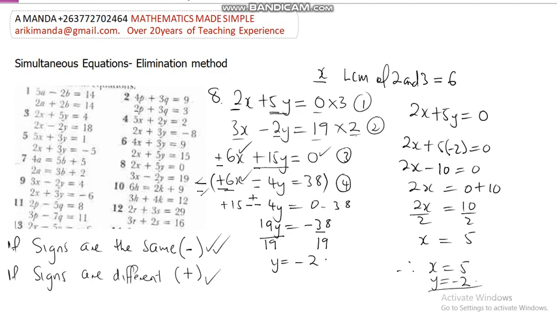So take note, the basic rules of elimination are the coefficients are supposed to be the same. When you make sure that they are the same, the second part is take note of the signs. If the signs are different, we add. If the signs are the same, we subtract.